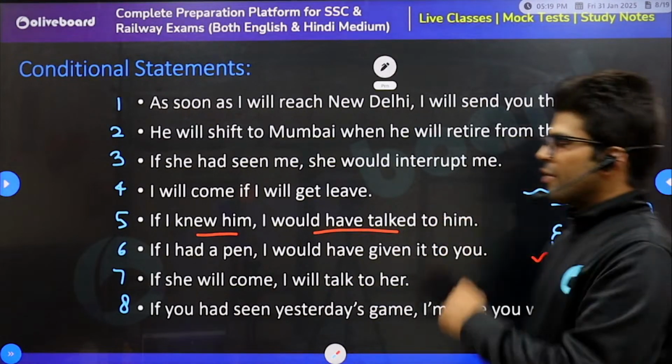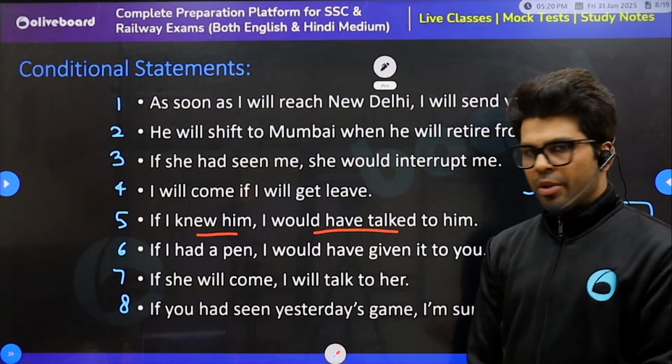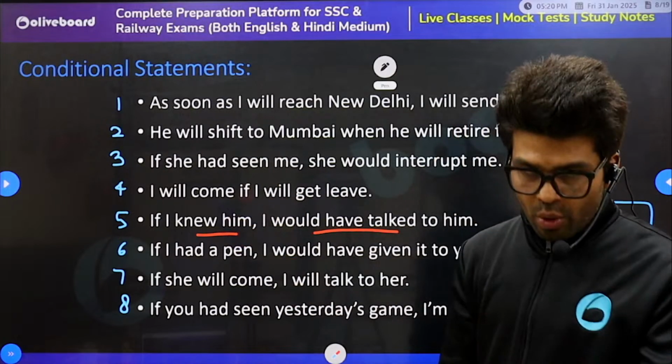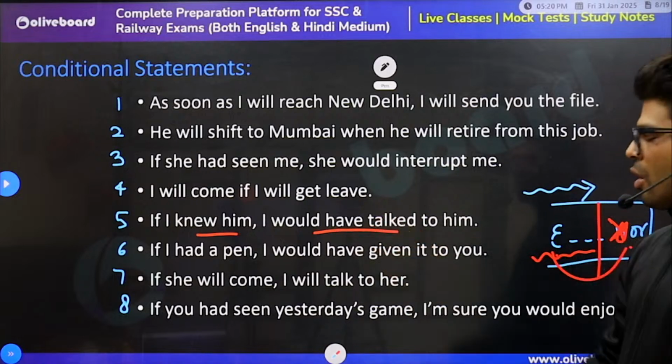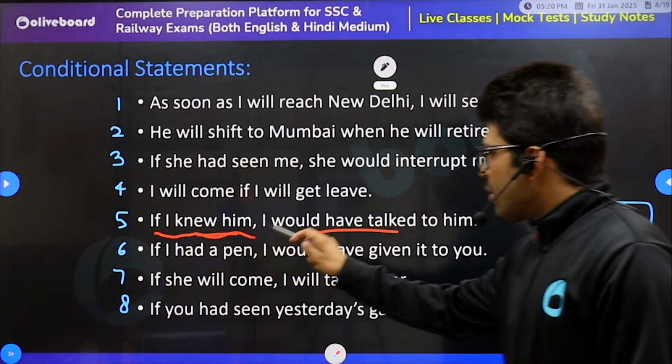For example, the fifth sentence. If I knew him, I would have talked to him. We can make the statement correct both ways. That means if I had known him, third conditional it will be. If I knew him, I would talk to him, second conditional it may be. Then we should consider the tone of the author first.